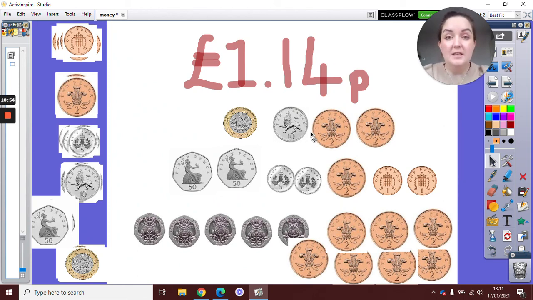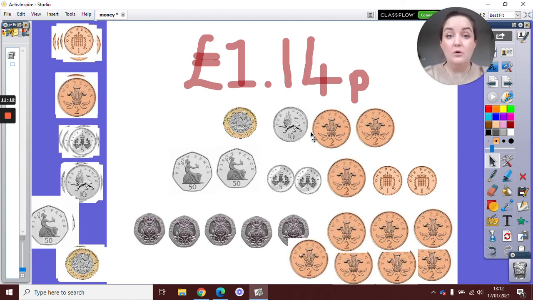So your challenge today is to write an amount on some piece of paper. You can choose any amount that you like. Remember, maybe start off with smaller amounts and then work your way up and challenge yourself. And then underneath you can write 3 different ways to make that same amount.